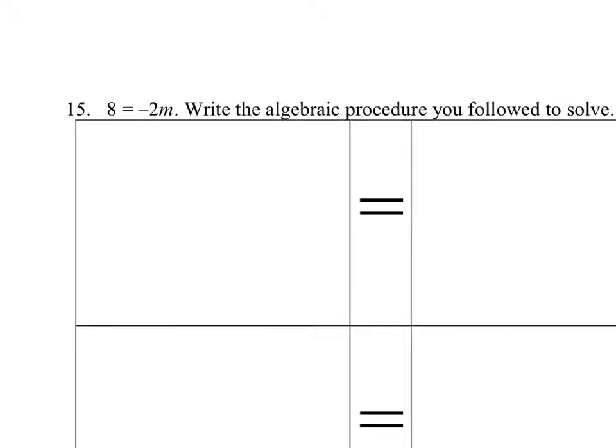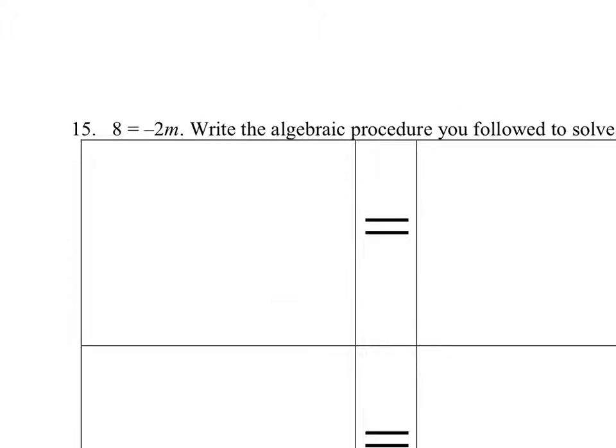This one we have to be careful. 8 equals negative 2m. So negative 2 times some number is 8. What would that be? Ty? Negative 4. That is correct. We can see right here that m would equal negative 4.